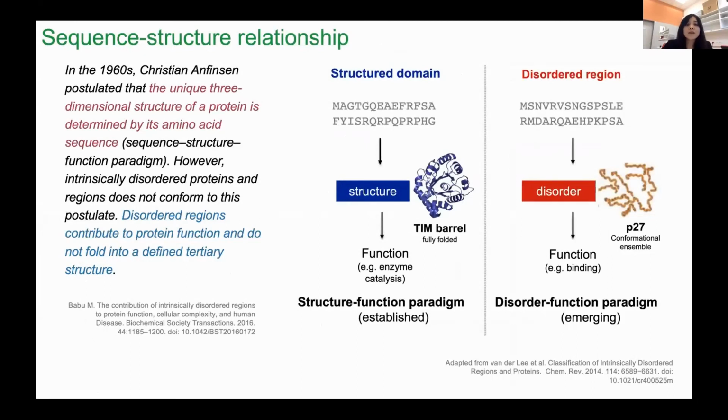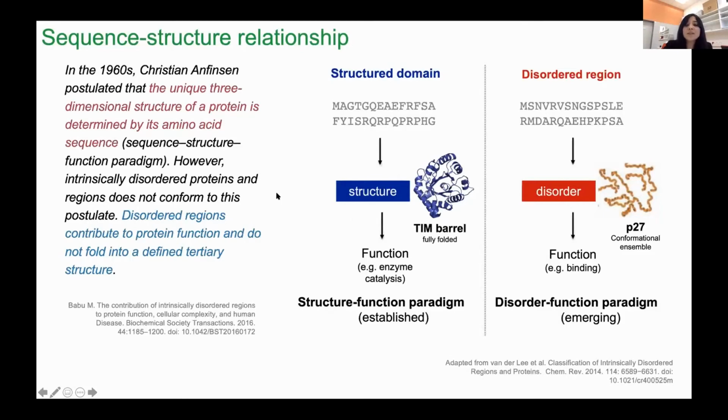In the 1960s, Christian Anfinsen proposed that the unique three-dimensional structure of a protein is determined by the amino acid sequence. And if the amino acid sequence determines the structure of a protein, then the structure will perform a defined function. In this example, it is an enzyme, the TIM barrel, that you can see, and you remember it is a three-dimensional fold, a well-folded protein. And this is part of the structure-function paradigm.